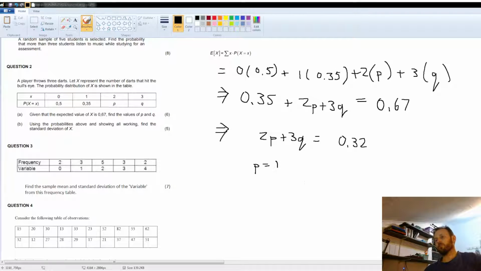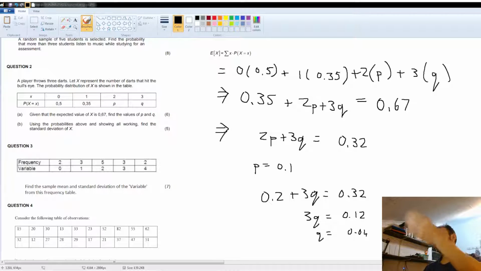Well, then you get the equation, sorry, let's make p equal to 0.1. Well, then you get the equation 0.2, which is 0.1 times 2, plus 3q equals 0.32. You perform a subtraction and you get that 3q equals 0.32 minus 0.2, which is 0.12, leaving you with q equals 0.04.